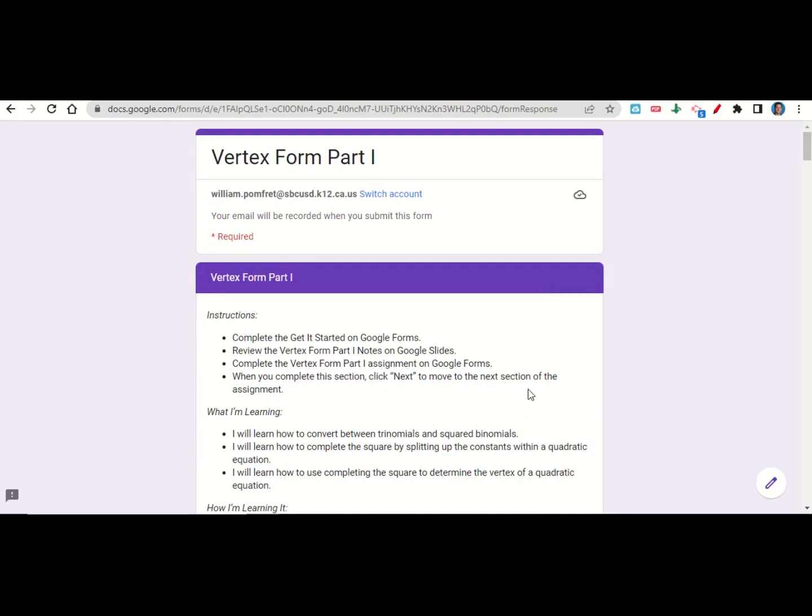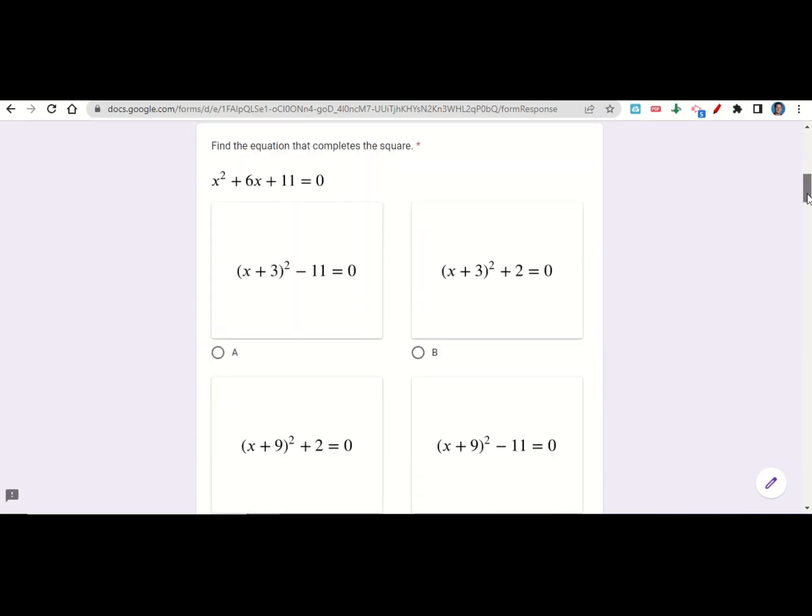The assignment begins with the learning goals and success criteria. If we scroll down, we can see the questions. So it says, find the equation that completes the square. Well, we know that we need to cut this in half. So if we cut 6 in half, we get 3. So we should have (x plus 3) in parentheses. So it's going to be one of these two.